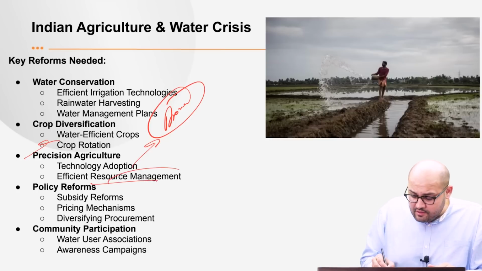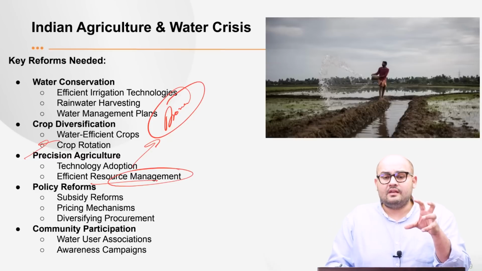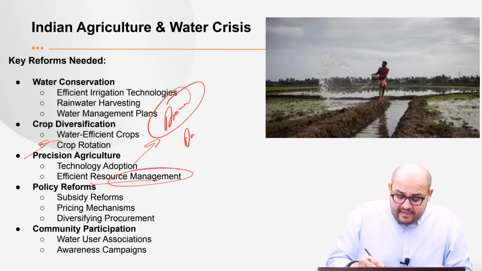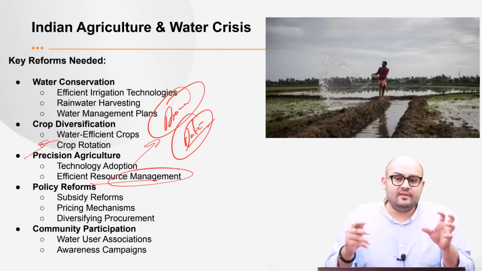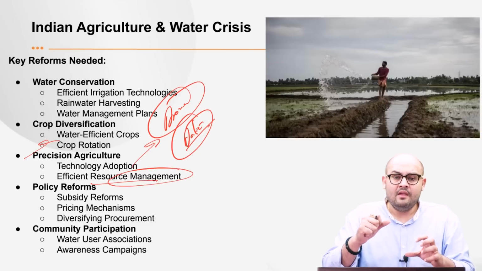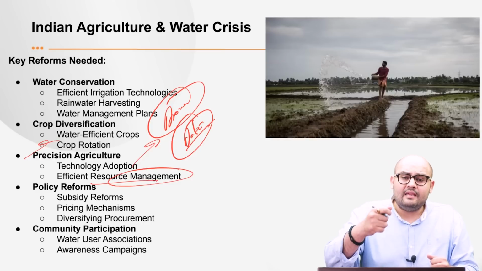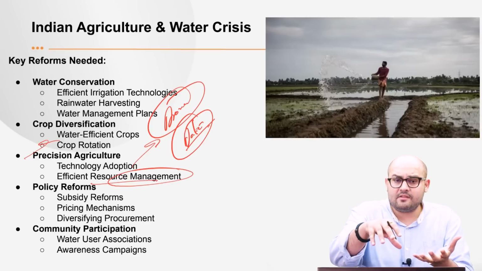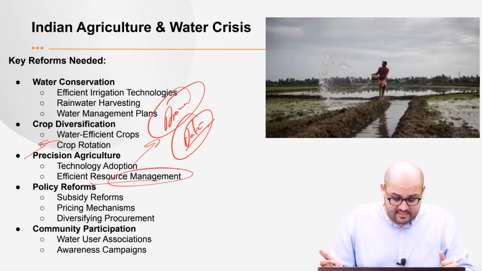Next is efficient resource management. Very important. See, what you need to do is that we need to use the data analytics in order to make sure that we optimize on the water usage, we optimize on the pesticide use. See, if we just go by the data analytics, we would only give that much amount of water or that much amount of pesticide which is actually required by the plants, not in abundance, right?